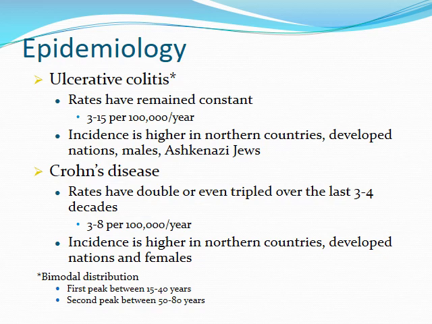Looking at the rates of ulcerative colitis, you see it remains pretty consistent, even though with Crohn's disease, the rates are doubling or tripling over the past several decades or so. So we end up seeing this in a higher proportion in northern countries and more developed nations than elsewhere. And typically, you have a bimodal distribution, where you see the first peak anywhere between 15 and 40, and then usually the second one later on in life between 50 and 80 years of age.